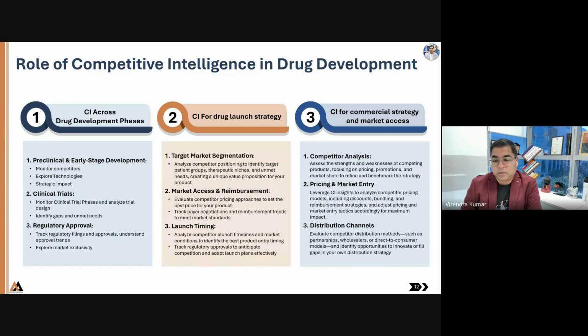So in order to understand the role of CI in drug development, we just saw that it's a long development process. It takes roughly around 10 to 12 years. So can CI help in drug development in the early stage, where you are picking the right asset, setting the right direction, and you are basically committed to the long-term development of a particular product?